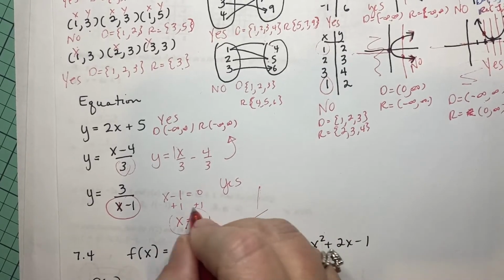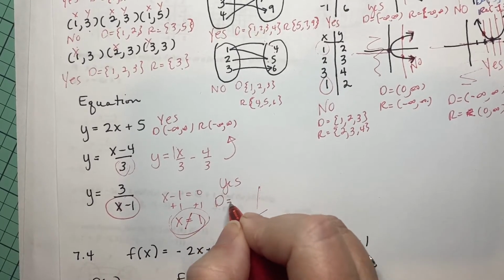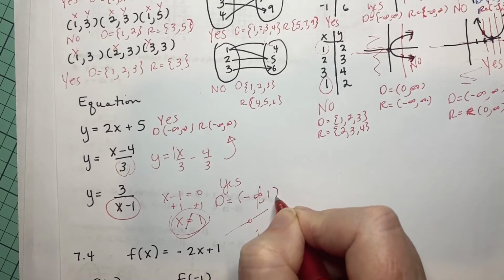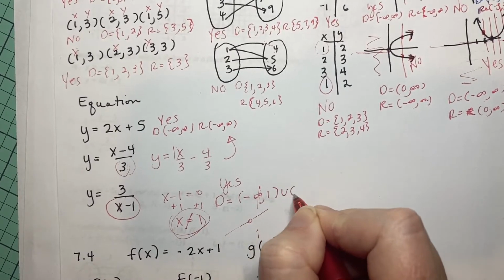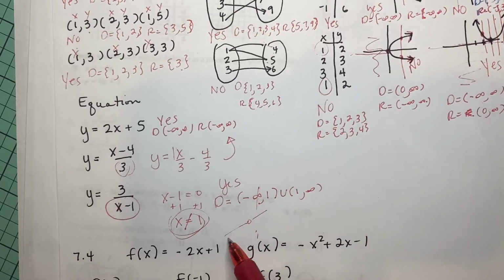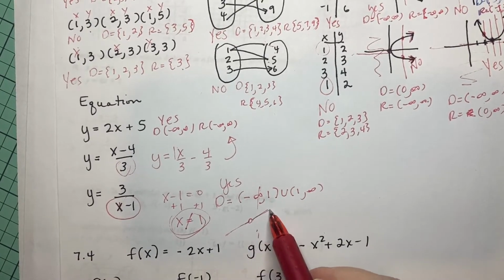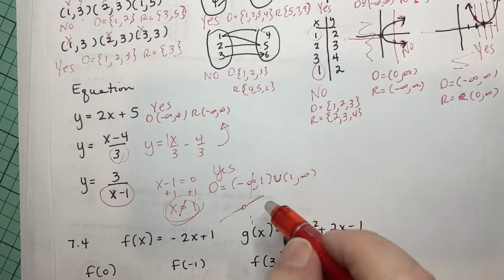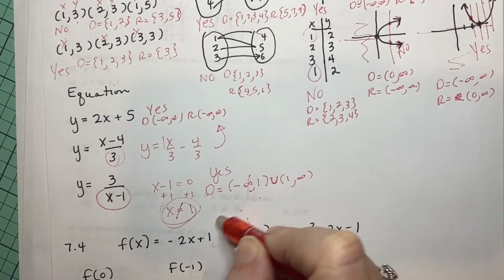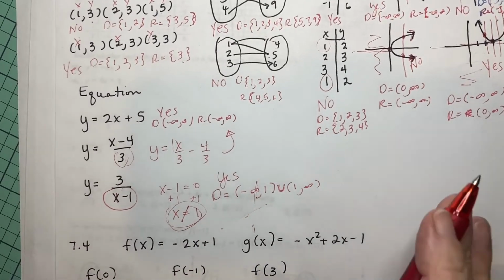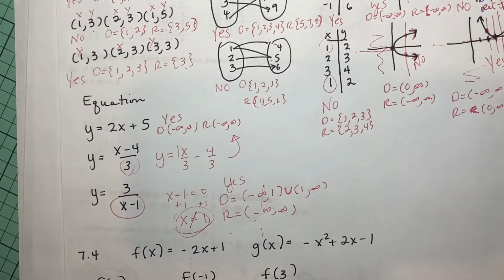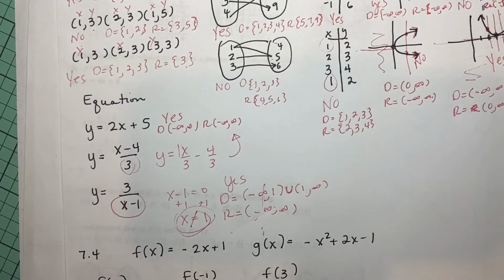Now, since x cannot equal 1, that's our domain. So our domain can go from negative infinity to 1, and then it has to stop, and then you do union 1 to infinity. So it's like it goes up to 1, and then it hops over it and keeps going. And so this is the symbol for union. I think we talked about that in the last video. But then range can be negative infinity to infinity because it keeps going on forever and ever.